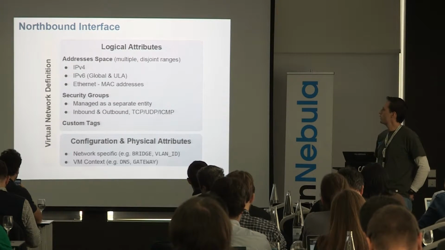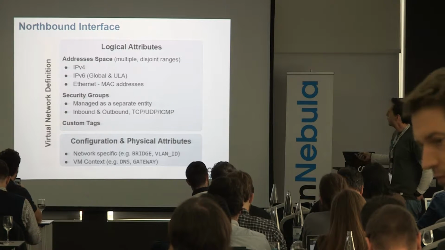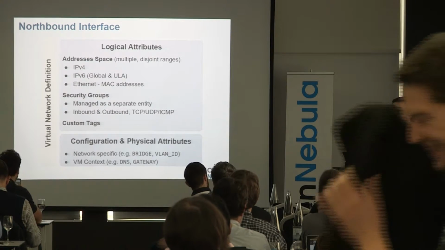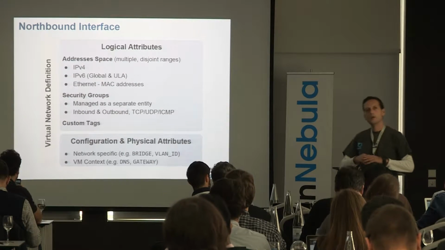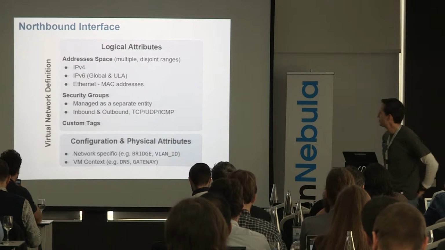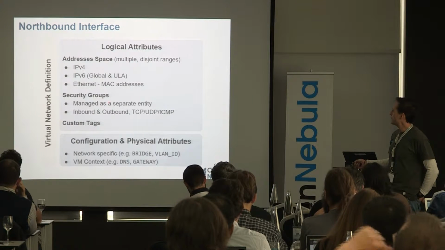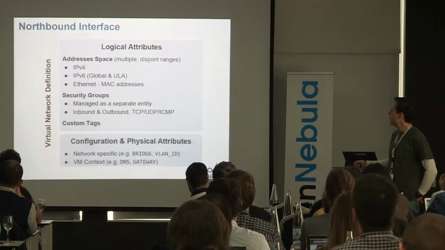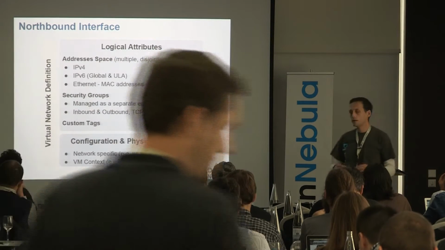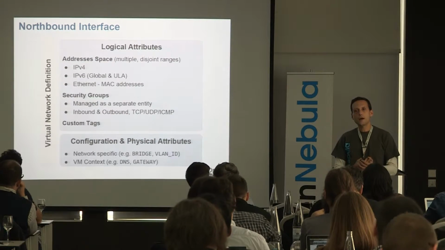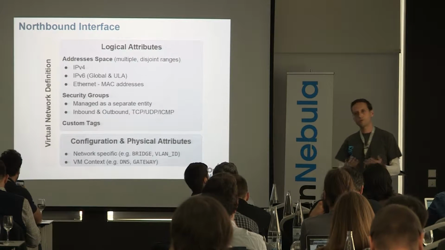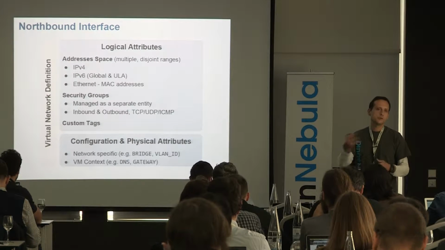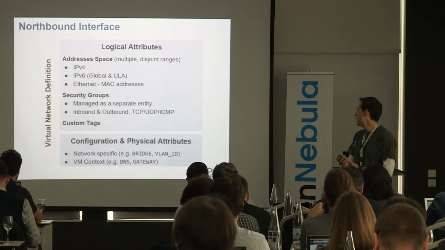So how does a virtual network look? We have a logical set of attributes that is basically an address space. We have IPv4 addresses, IPv6, or just plain Ethernet addresses to define the network. And from the last release, 5.12 I think, we have security groups, which let you define filtering rules for VMs, for inbound and outbound traffic, based on TCP, UDP, and ICMP protocols, right?